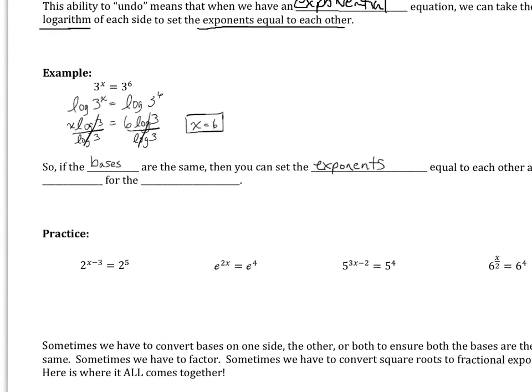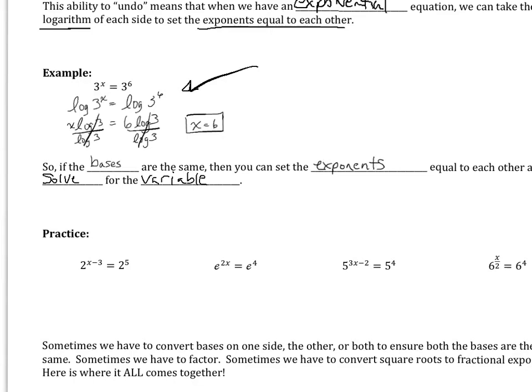Equal to each other, and then solve for the variable. So we don't have to do all the steps that we did here if we remember this principle. Now, it's a shortcut, a technique. I generally don't like those, but we will make an exception for this.